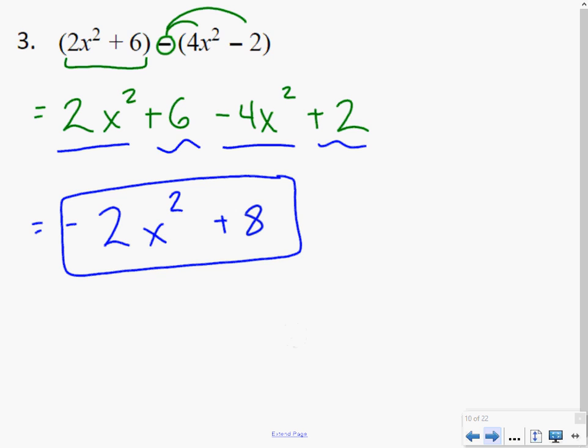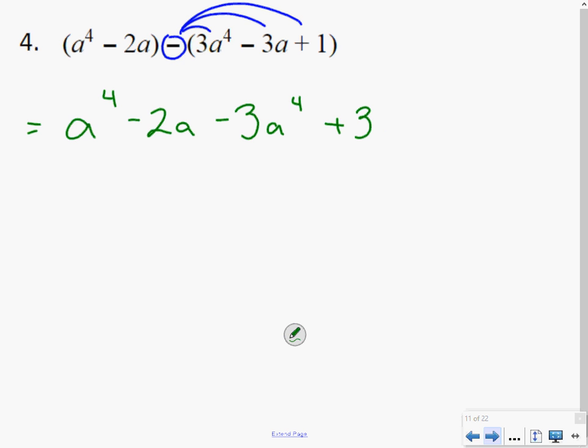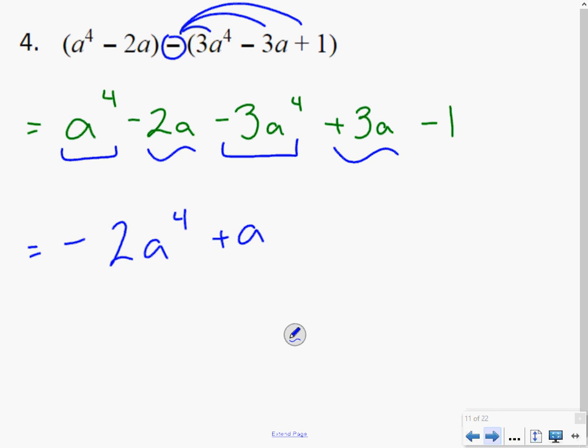All right, one more. So the last one here, another subtraction. I want you to pause the video and I want you to try this. Okay, so again, with subtraction, we can't just get rid of the parentheses. We need to distribute the negative to everything that comes after it. So doing that, we would end up with a to the 4th minus 2a minus 3a to the 4th plus 3a minus 1. I can combine my a to the 4th powers. So I would get negative 2a to the 4th. I can combine the a's together to get a plus a, and I'm left with a minus 1 at the end.